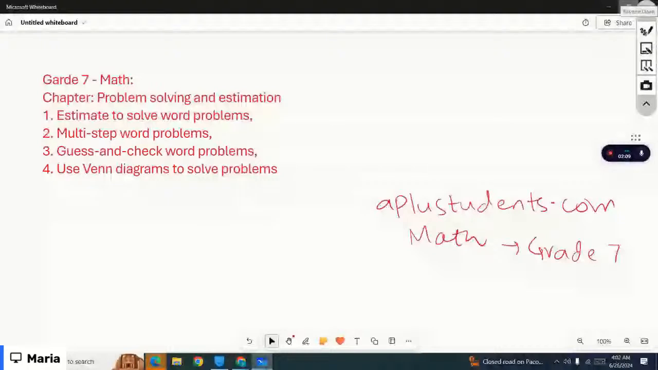The lessons we're going to cover today are estimate to solve word problems, multi-step word problems, guess and check word problems, and use Venn diagram to solve problems. So please make sure you have your notebook and pencil so that you can note down the important examples and definitions as well.